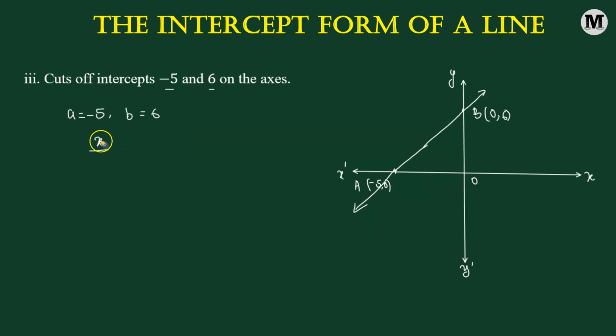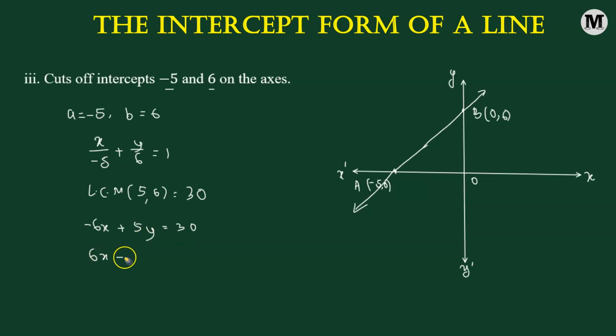That's again a very simple task. We have x over -5 plus y over 6 equals 1. We consider the lowest common multiple of 5 and 6, which equals 30. So we're going to multiply both sides by 30, and that's going to give us -6x plus 5y equals 30. Let's make the coefficient of x positive. We're going to multiply throughout by -1 to get 6x minus 5y equals -30. So this is the required equation of the line which cuts off intercepts -5 and 6 on the axes.